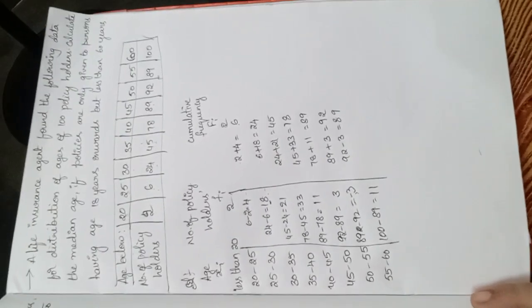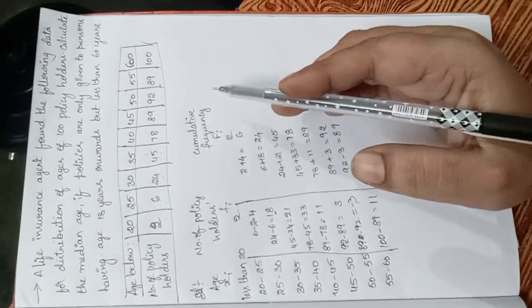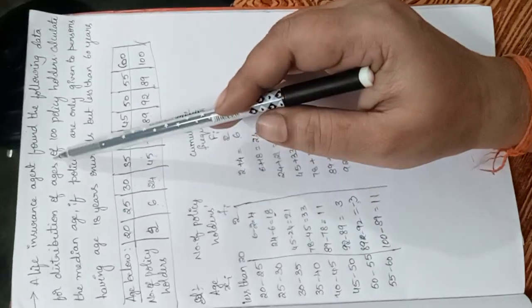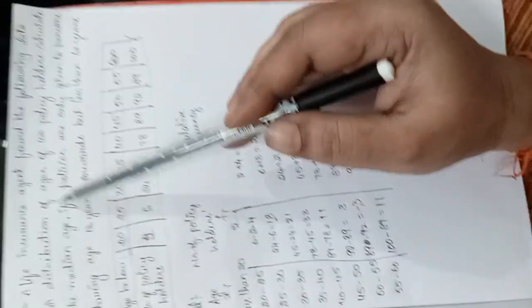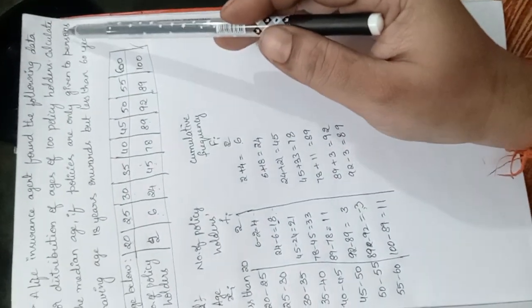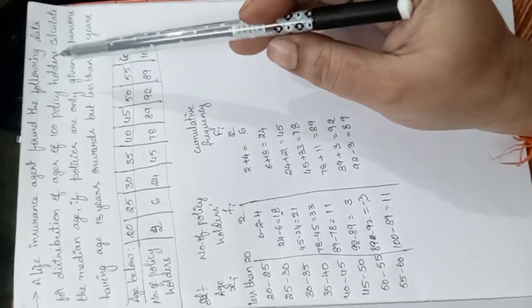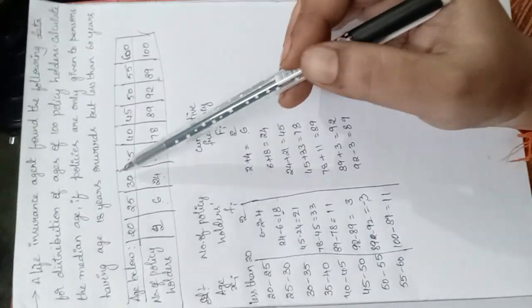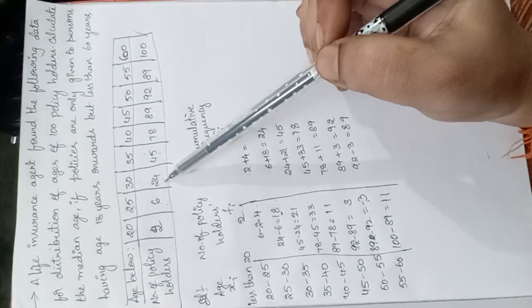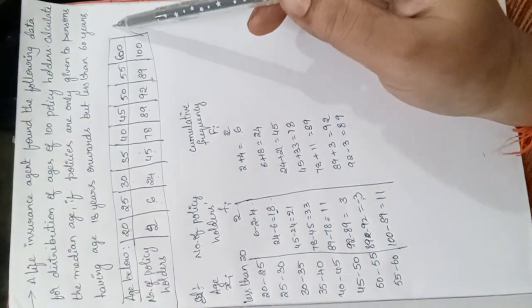Everyone, in this video I'm going to solve a problem from statistics of 10th class. The question is, a life insurance agent found the following data for distribution of ages of policy holders of 100 policy holders. We have to find the median age. It is given a table from 18 onwards to less than 60 years.